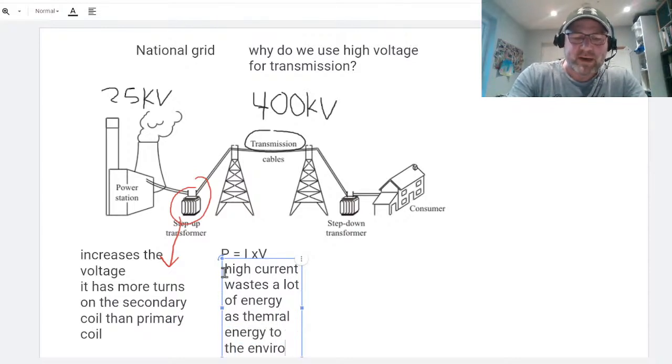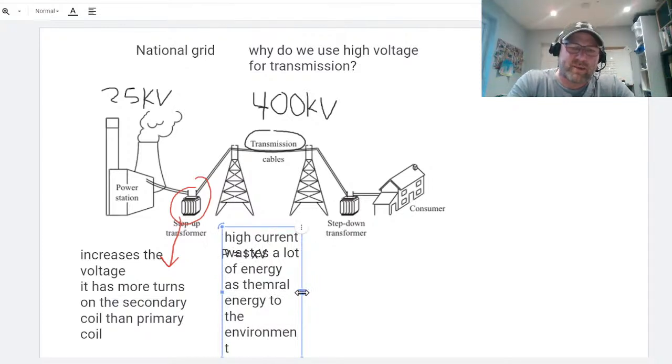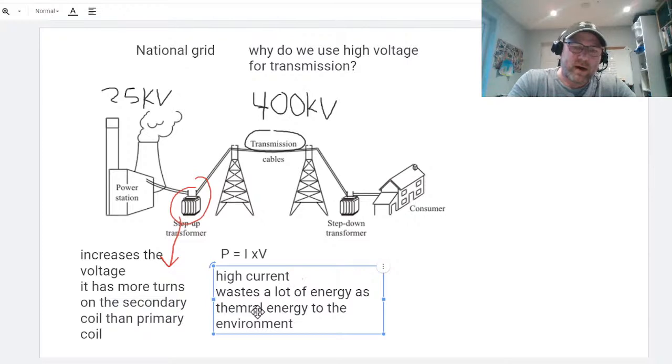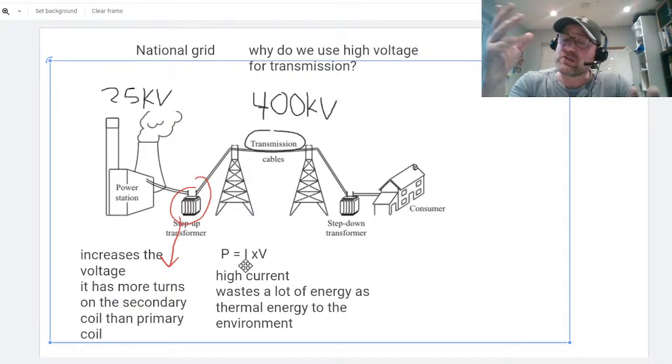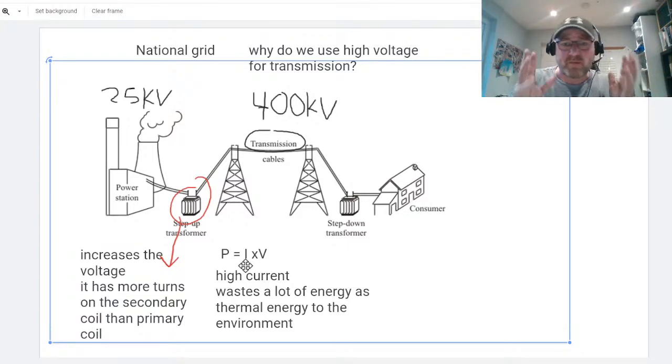So high current wastes a lot of thermal energy to the environment, so I don't have to use a high current. I need a high current when I get to your house so you can use all your gadgets, but on the way there we can go, hey, let's use a low current and a seriously high voltage, because if my current is 1 amp and my voltage is 400,000 volts, I'm still delivering to your house or to your street 400,000 watts of power. So essentially it's just being a clever way to deliver power to your house using a low current. So if you're asked why do we use a high voltage for transmission, it's to reduce energy losses, and so we can deliver power with a low current.